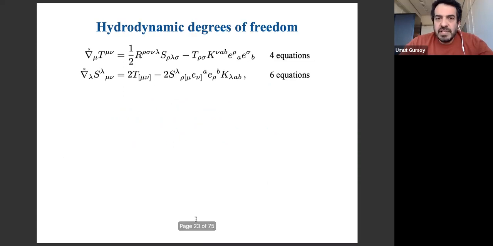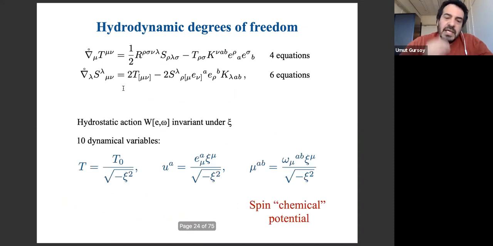So the next question is, what is the number of hydrodynamic degrees of freedom in the system? Here I'm just rewriting these two equations. There are 4 equations here because this mu index is free. And here there are 6 equations because this S is antisymmetric in the mu nu indices. In total, there are 10 equations. So we need 10 hydrodynamic degrees of freedom, and they are exactly analogous to the charged fluid case.